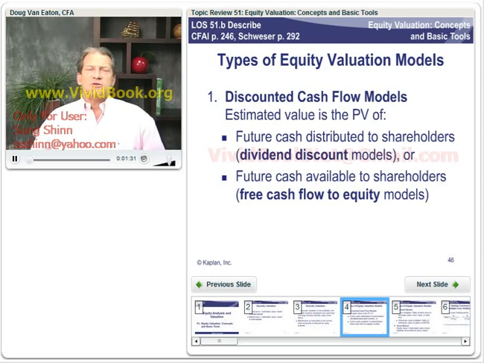Sometimes we can do this based on dividends, call it a dividend discount model, but if we've got a firm that doesn't pay dividends, we can also look at free cash flow to equity. Free cash flow to equity is thought of as the cash that could be distributed to equity holders.